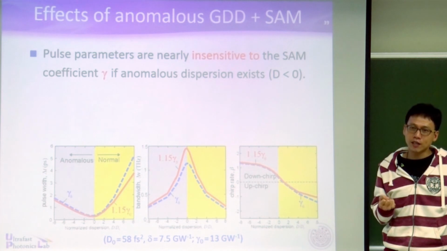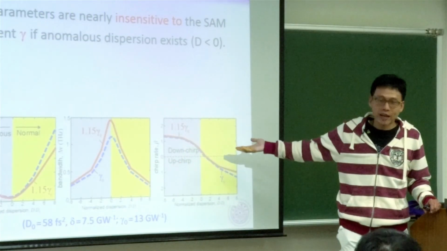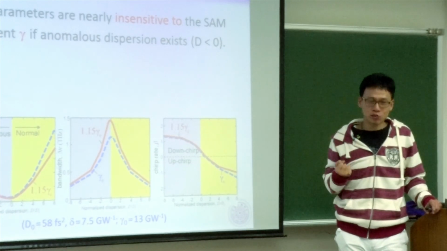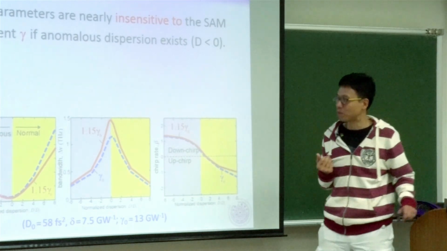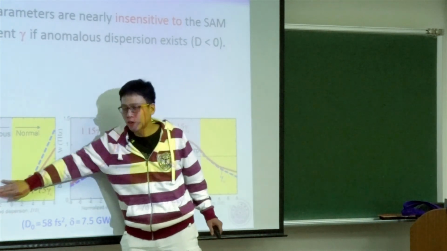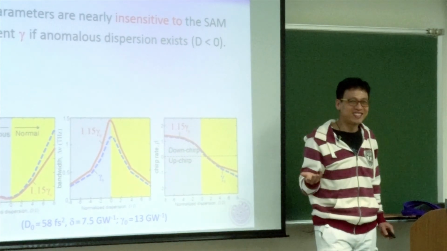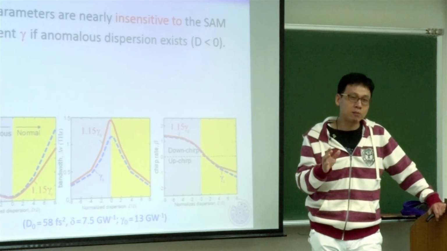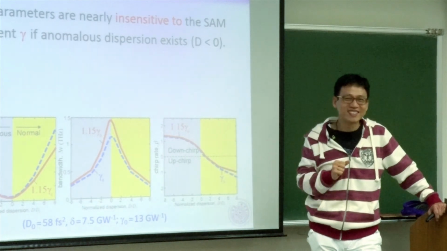If you have a stronger SAM coefficient, you are expected to get a shorter and stronger pulse. But the reality is not like that. Even if you increase the pulse shortening effect, you still get the same steady-state pulse. You see the pulse width overlap, so no difference. Chirp rate overlap, no difference. So logically, it implies SAM is no longer the major force in pulse formation in this case.